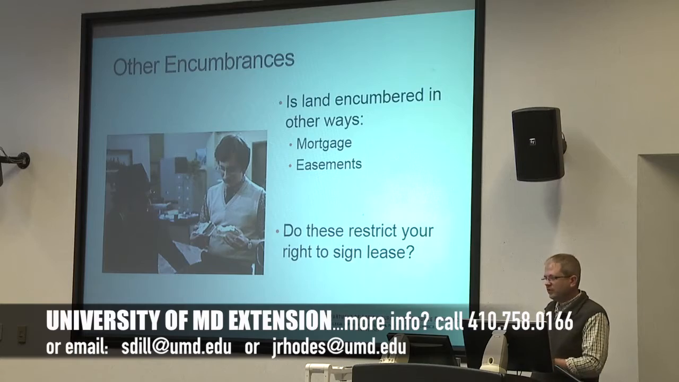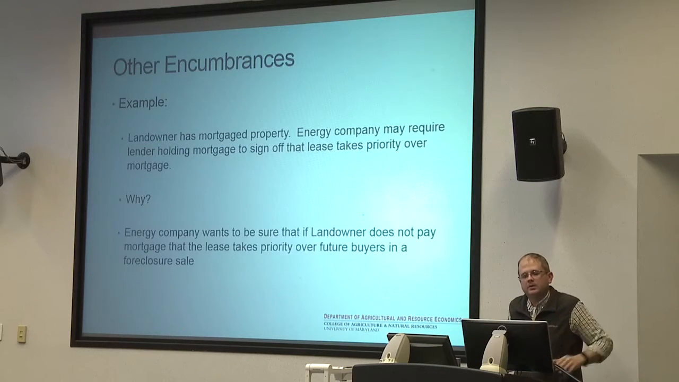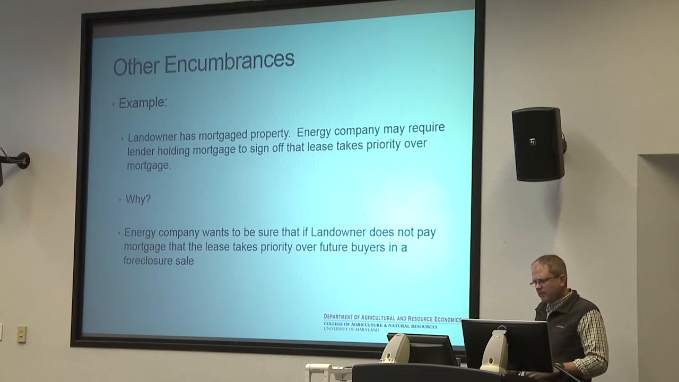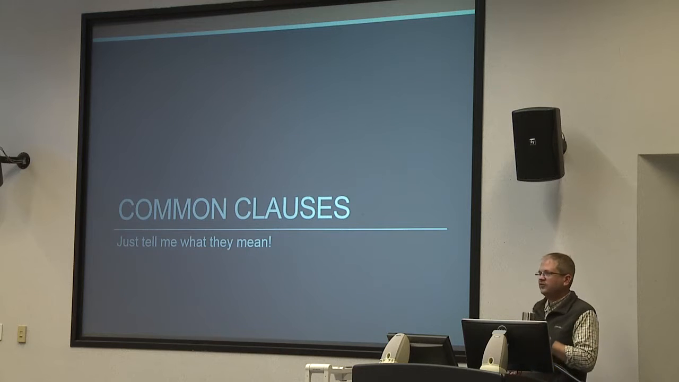If there is a mortgage on the property, you may want to start talking to the bank to make sure you can get away with signing this. So if the landowner has a property mortgage, the energy company may require the lender holding the mortgage to sign off that the lease takes priority over the mortgage, so they at least can keep the lease if you don't make your payments and it's foreclosed upon. You know, they want to make sure they have some priority in all this process. Any questions up until that point?